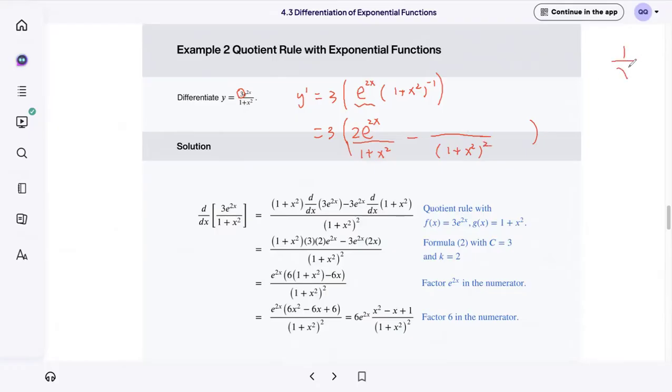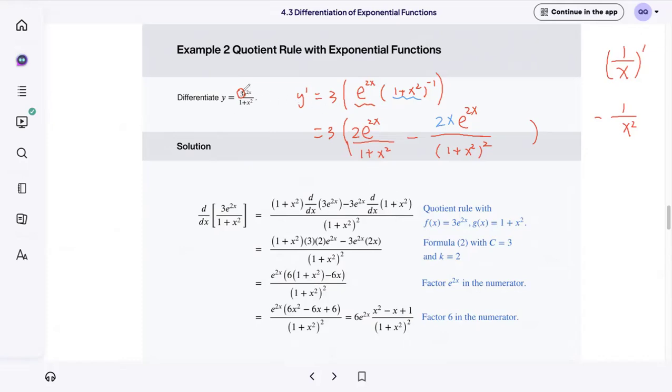Always remember this: the derivative of 1 over x squared is -1 over x squared, right? So in this case, plus minus, that's why this becomes minus. Then I have to multiply by the first term, e to the 2x, and also multiply by the derivative of the inside. What's the derivative of the inside? 2x. And that's it.